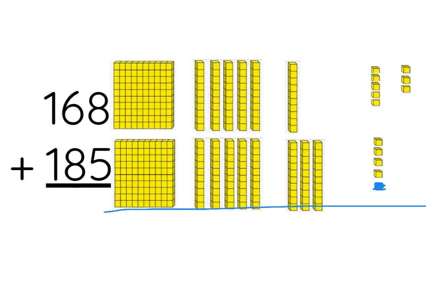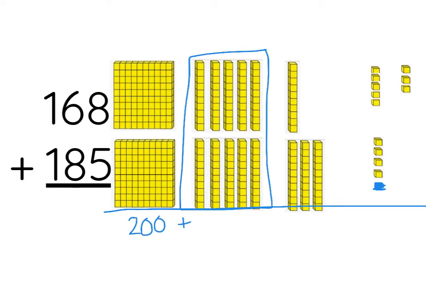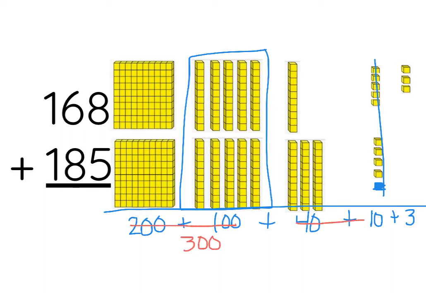Ready? 100 plus 100 equals 200. There's our 50 plus 50 equals 100. 30 plus 10 equals 40. 5 and 5 equals 10, plus the extra 3. We have a lot of like terms to combine, so 200 plus 100 equals 300. 40 plus 10 equals 50. So 353 is my answer. Nice.